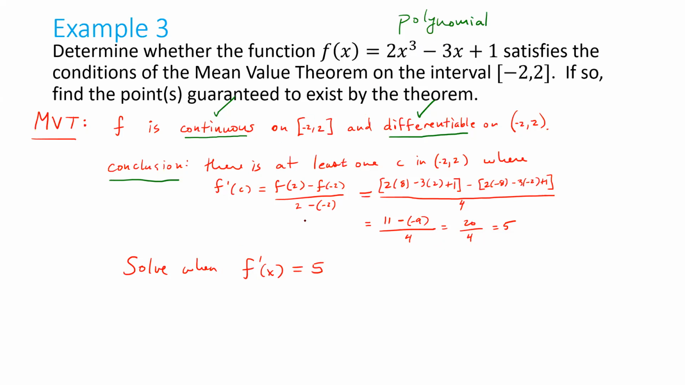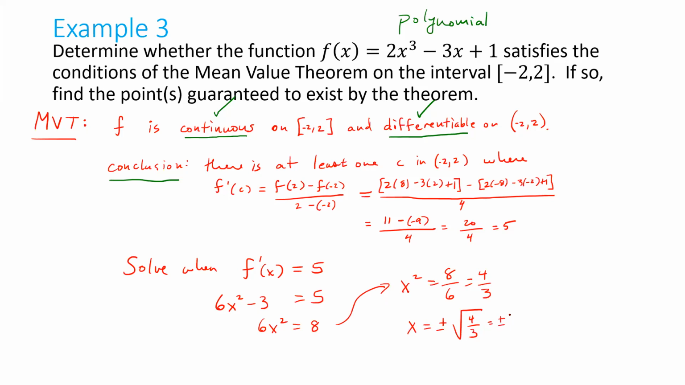Okay. So in this case, actually finding f prime isn't too bad. That's just taking the derivative of 2x cubed minus 3x plus 1. So that'll be 6x squared minus 3. Solving it out here. So let's see, I'll add the 3. We get 6x squared equals 8. Dividing by 6, we get x squared is 8 over 6 or 4 over 3. So x is plus or minus the square root of 4 over 3, or 2 over radical 3.